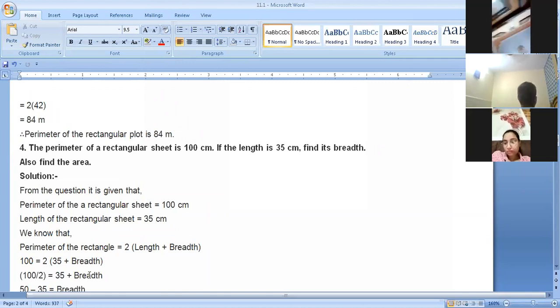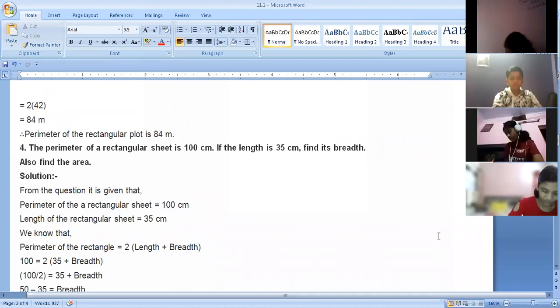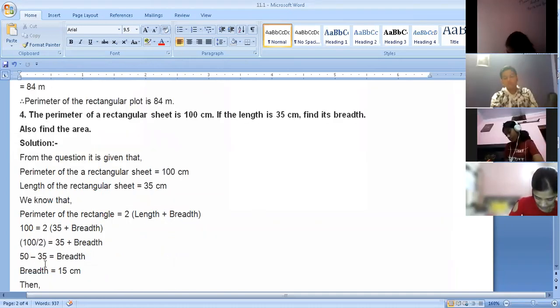For that, we divide 100 by 2. 100 is divided by 2. Yes, ma'am. We are getting 50. And from 50 we subtract 35. So we are getting breadth as 15 centimeters. 15 centimeters. Okay, ma'am. Now, find out the area.